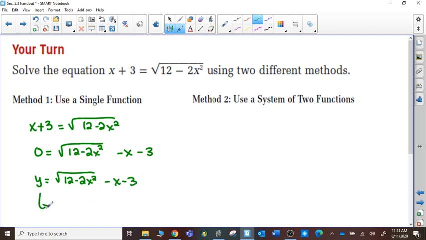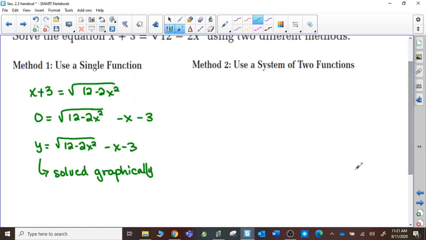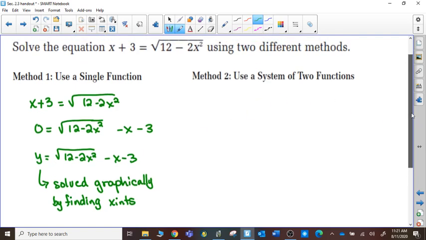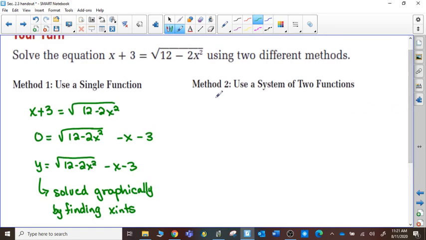And so if this was to be solved graphically, we would do the same thing we did last time, and that would be by finding the X intercepts. Honestly, this is my preferred method of solving graphically, finding the X intercepts using a single function. But the other method here is equally efficient. It's just a different approach.